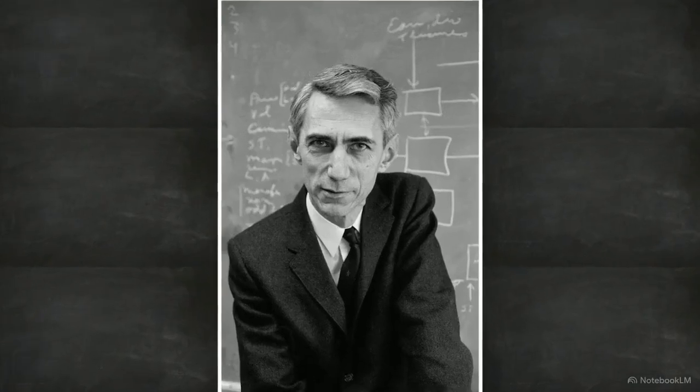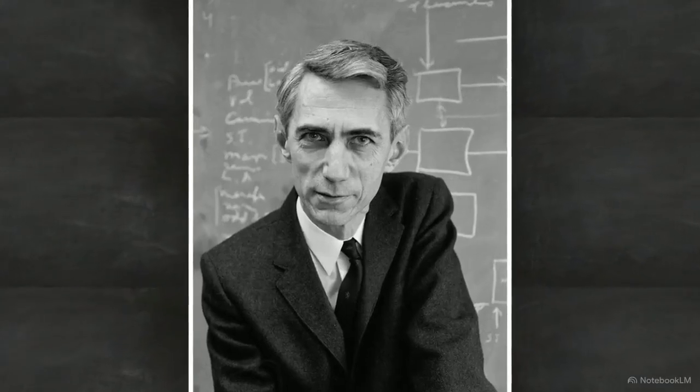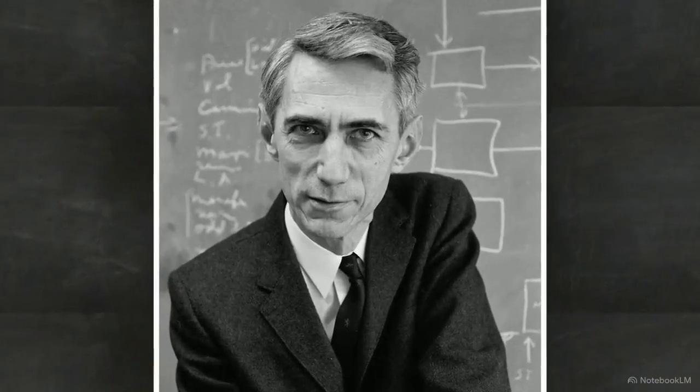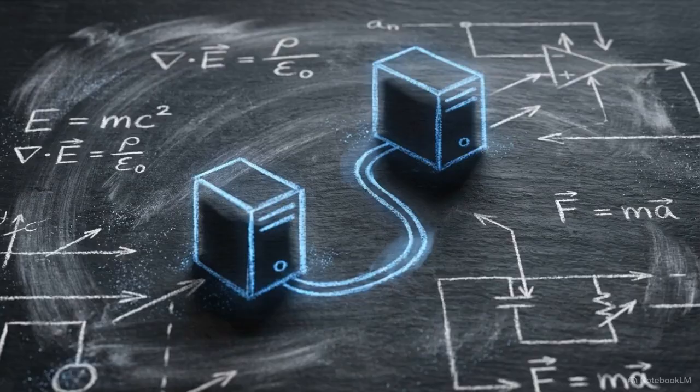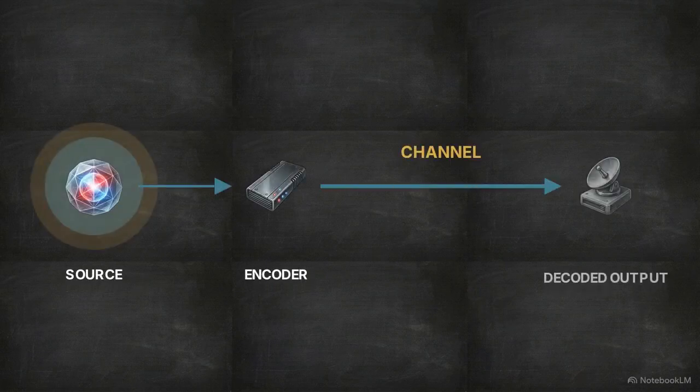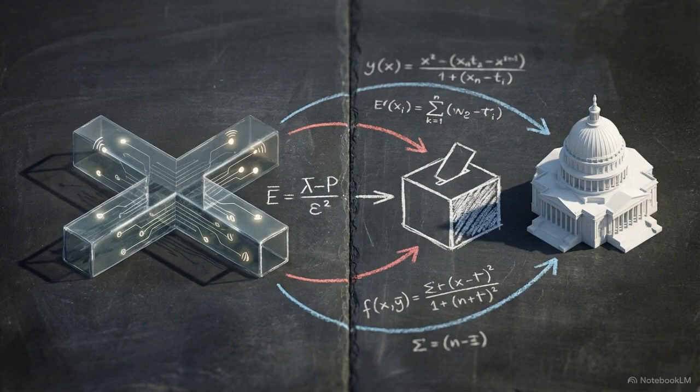In 1948, Claude Shannon published the foundational mathematics of all modern communication. Shannon showed that data transfer can be modeled as a discrete memoryless channel. Every system has a source signal, an encoder, a transmission channel, and a decoded output. We can map the American political system directly onto this architecture.